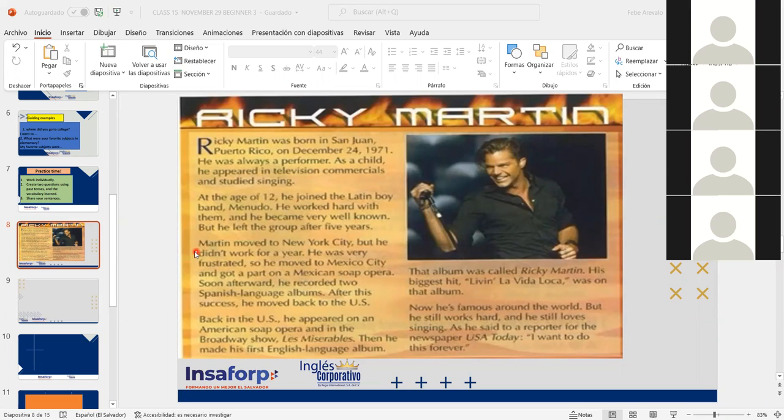Let's check this reading, Gloria. Martin moved to New York City, but he didn't work for a year. He was very frustrated, so he moved to Mexico City and got a part on a Mexican soap opera. Soon afterward, he recorded two Spanish language albums. After this success, he moved back. He went back to the USA. Excellent, there you go. Thank you, Gloria.